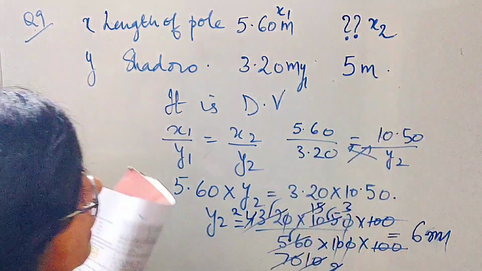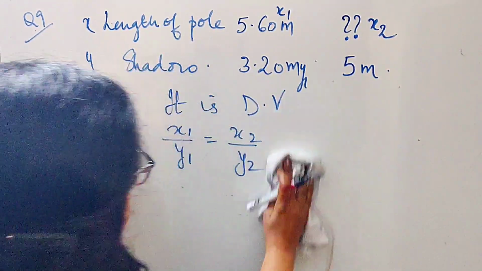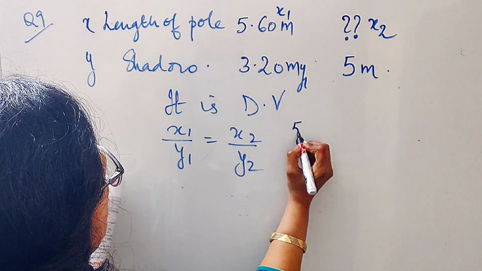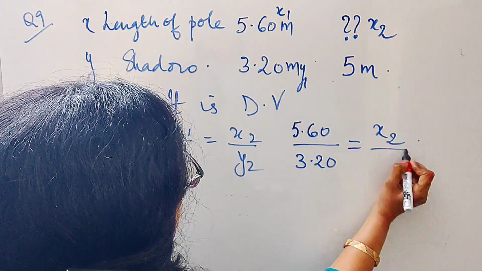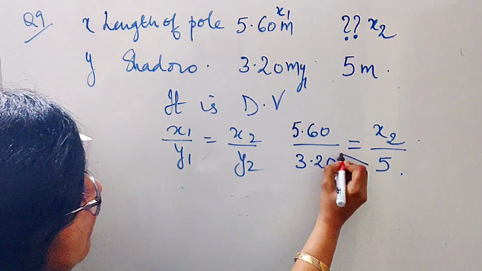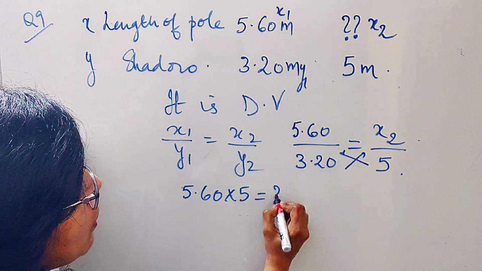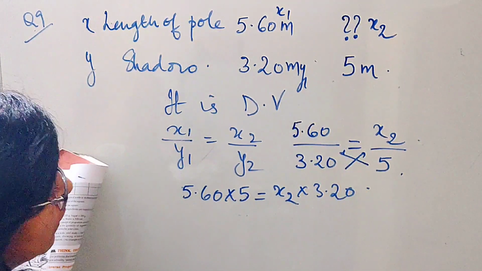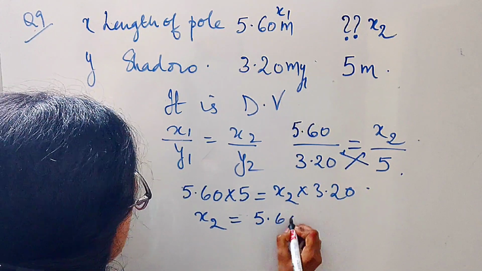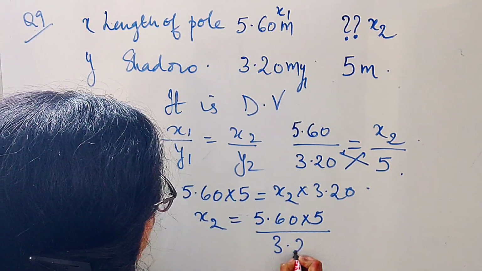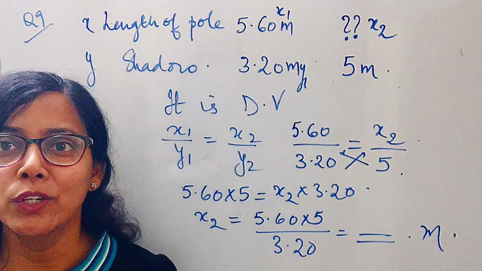So proceed in the same way. Put the values and you will get the answer. Do it, son. x1 here will be 5.60, y1 will be 3.20, then x2 we have to find out and this is 5. Now just do cross multiplication. So this will be 5.60 into 5 is equal to x2 into 3.20. So x2 here will be, you will take this to the left hand side in the denominator, and this will be 5.60 into 5 upon 3.20. Calculate it and that will be your final answer in meters. Okay, do it yourself. I know you all can do it properly.